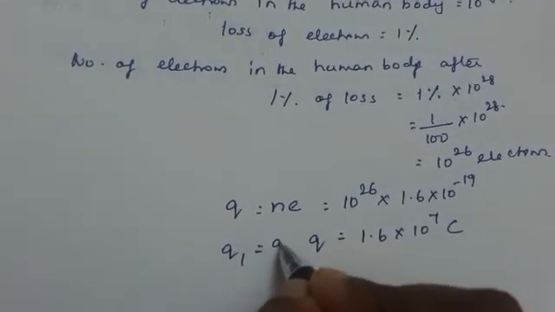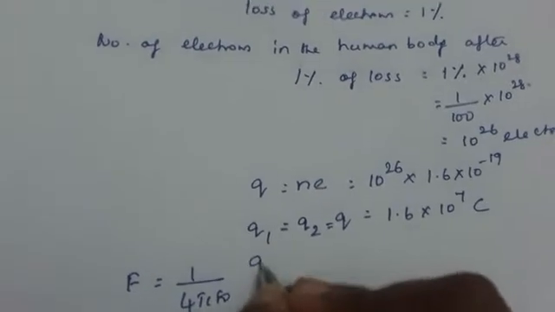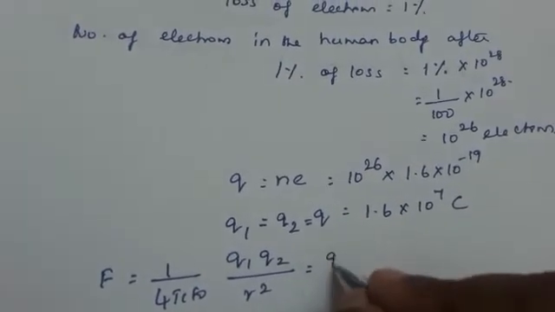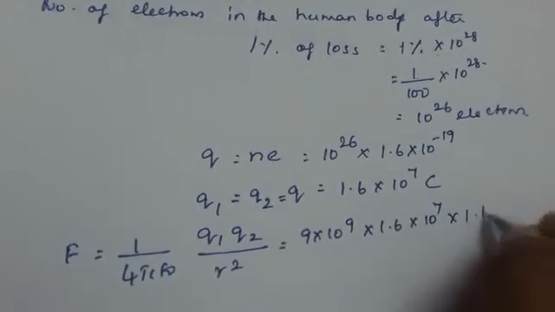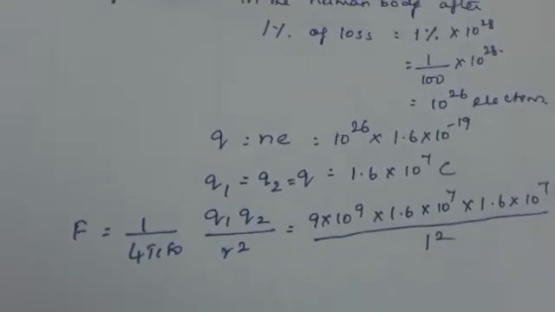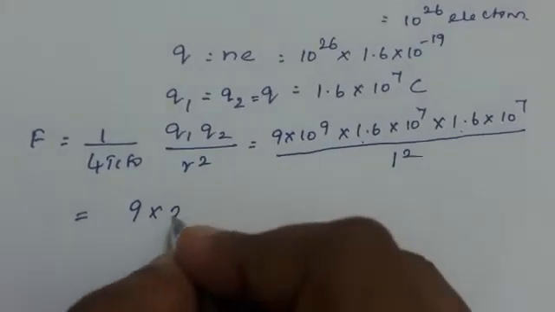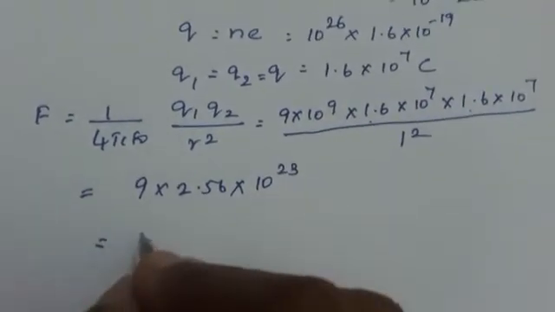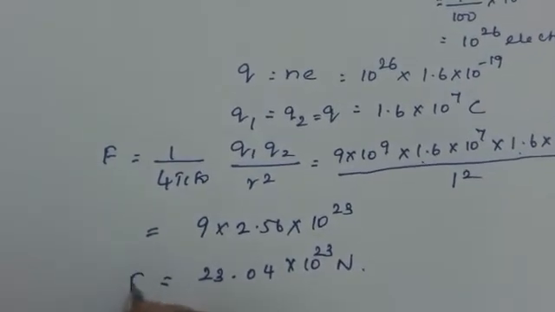We can take Q1 equal to Q2 equal to Q. The electrostatic force is equal to 1 by 4 pi epsilon 0 into Q1 Q2 by R square. You know the value of 1 by 4 pi epsilon 0 is 9 into 10 raised to 9. Q1 and Q2 are the same, so 1.6 into 10 raised to 7 into 1.6 into 10 raised to 7, divided by the distance, 1 meter, so 1 square. Multiplying this, 9 into 1.6 into 1.6 is 2.56, and with the powers 9 plus 7 plus 7, that is 10 raised to 23. So you will be getting 23.04 into 10 raised to 23 Newton. This is the force.